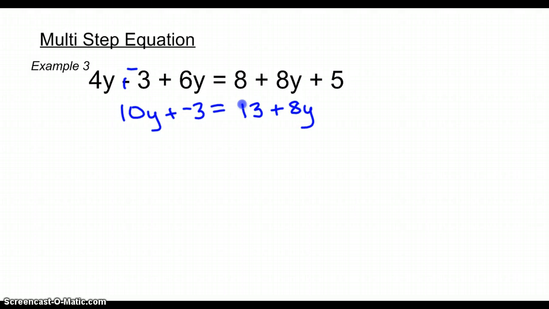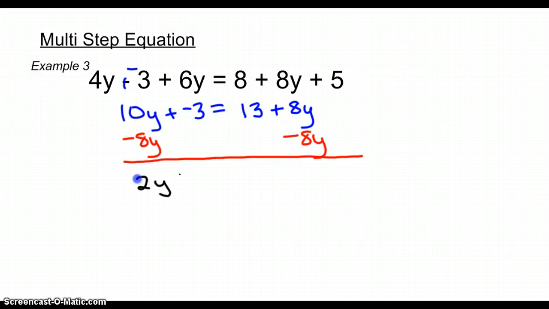And now to determine which side we want to put the y's. It doesn't really matter, but in this case, I'm going to place the variables on the left side of the equation. So I'm going to move this 8y by subtracting 8y on both sides, leaving me with 2y plus a negative 3 equaling 13.